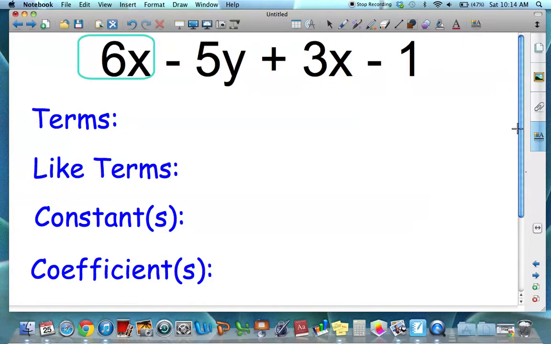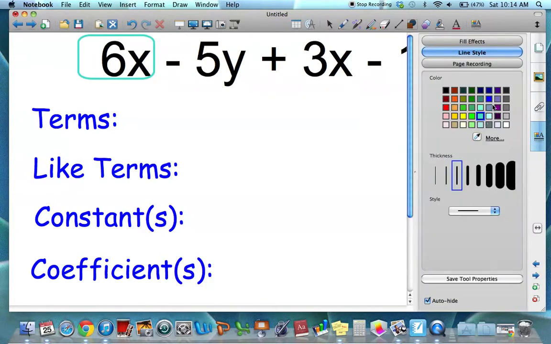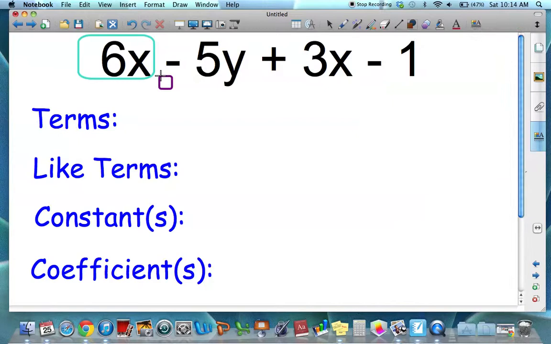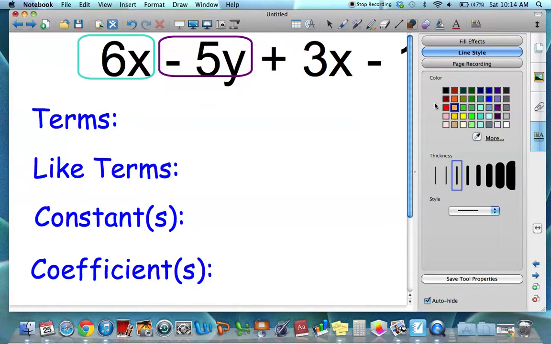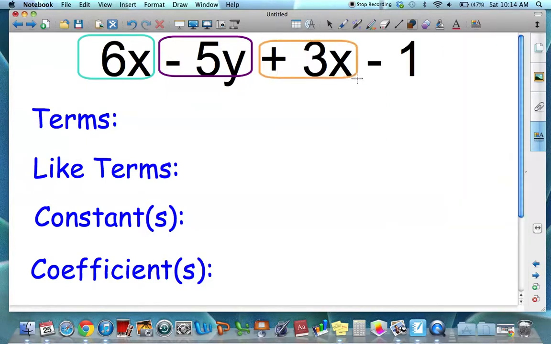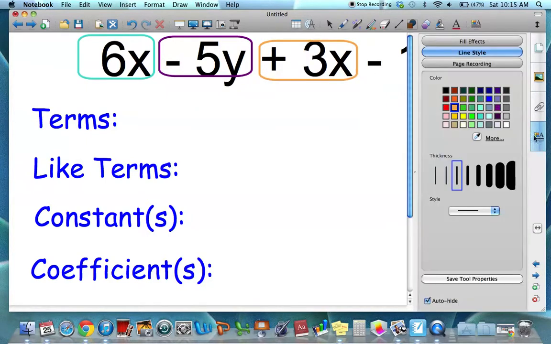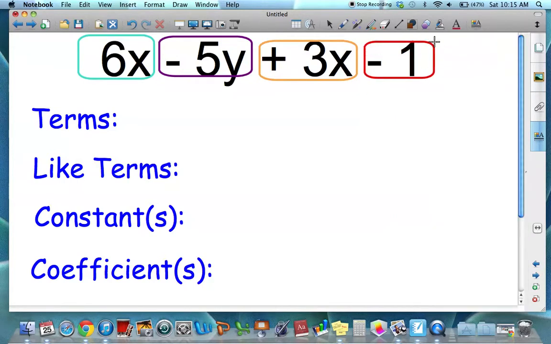So the first one here is just 6x. Then I keep going because math reads left to right, and I include the negative in my next term, negative 5y. I keep going. The positive gets included with the 3x. And last but not least, I keep going, and the negative gets included with the 1.